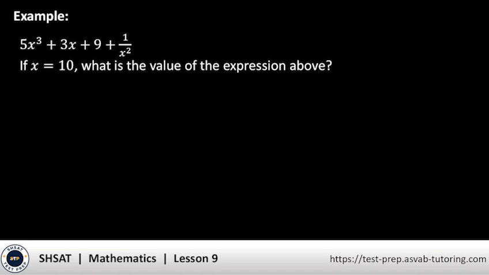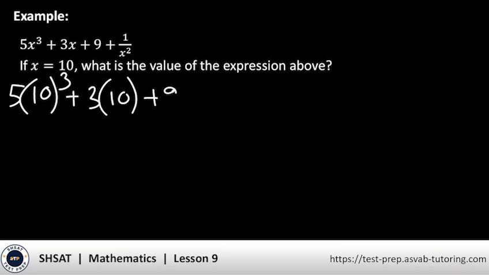So we have an expression here, and after that, if x is 10, find the value of the expression shown above. Same as we did already. What I'm going to do here is, in the case of x's, I'm going to write the expression. So 5 times x cubed. In this case, I'm going to write 5 times 10 cubed. Plus 3x, I'm going to write 3 times 10. Plus 9, plus 1 over x squared, so 1 over 10 squared.